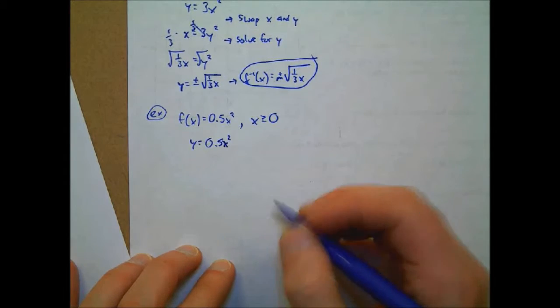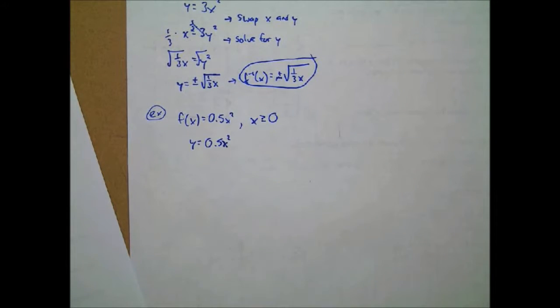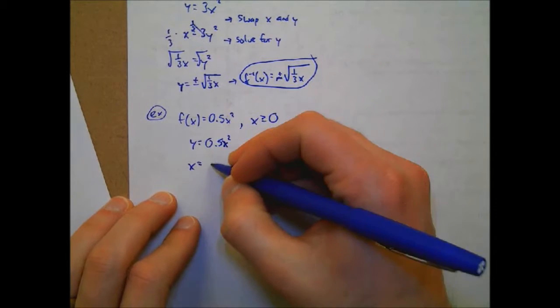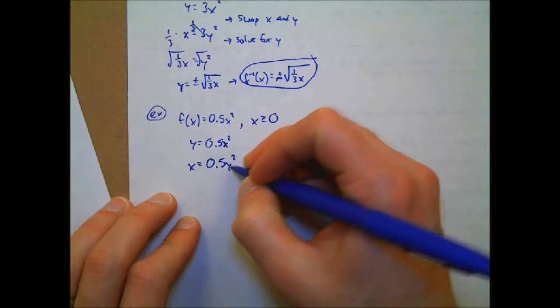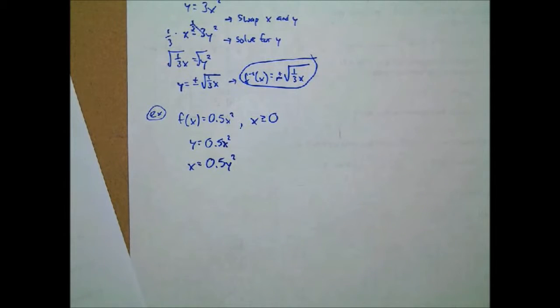And then what should we do to both sides here? Well, sorry, what should I do first now? I changed f of x to y. Swap the x and y, you got it. So x equals 0.5 y squared. Okay. And now what? How can we get rid of that 0.5? What can we do to both sides to get rid of that 0.5? We can divide both sides by 0.5, that's true.